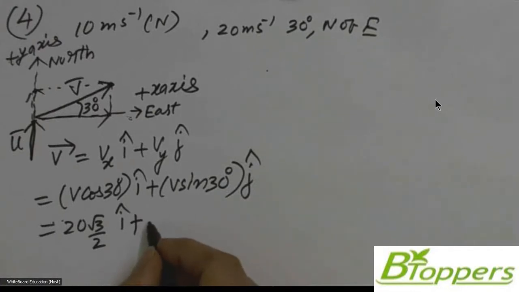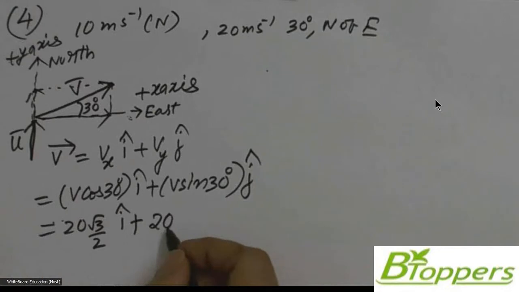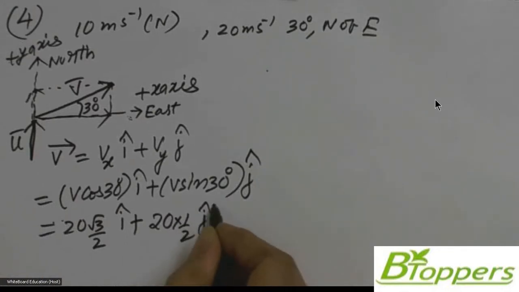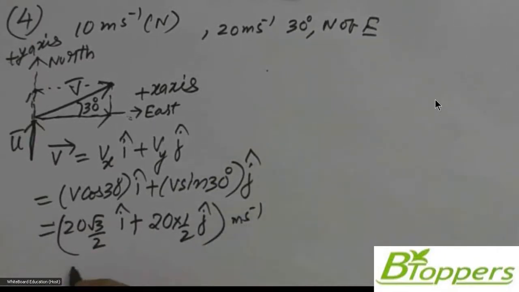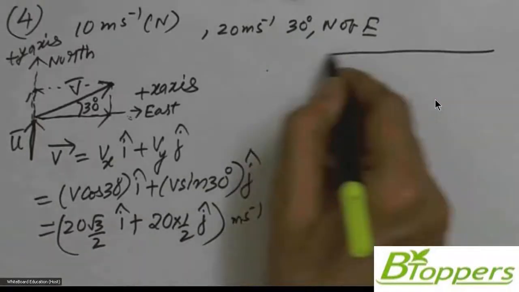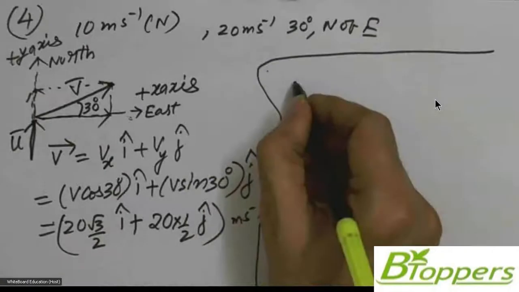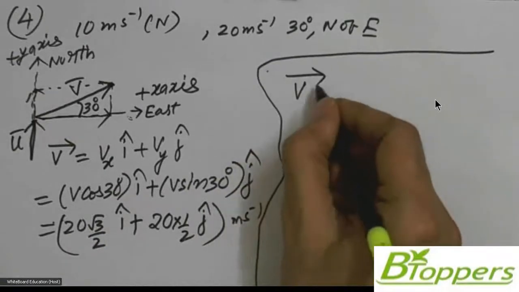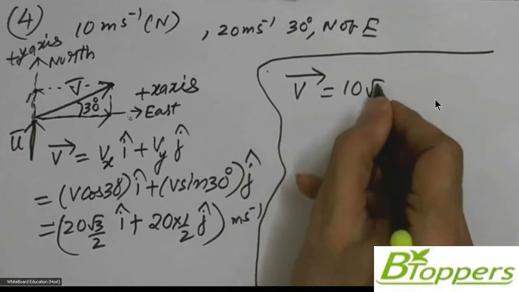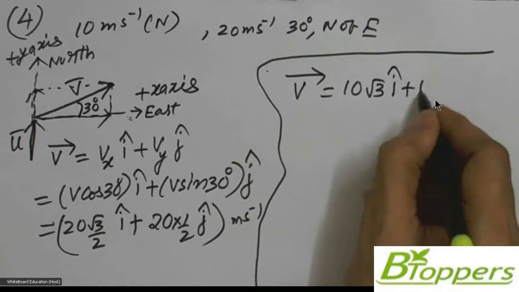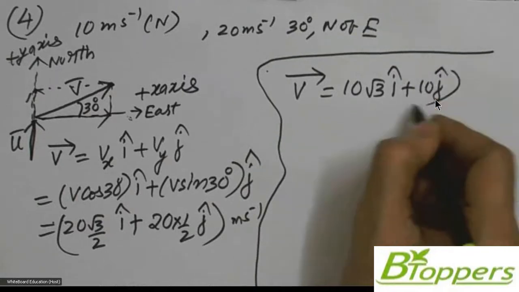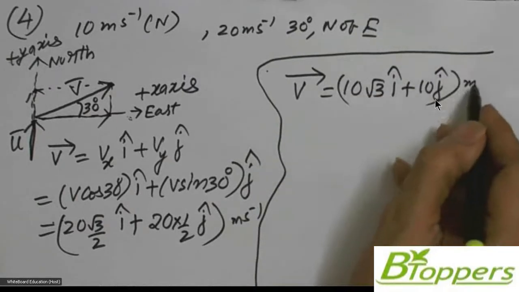Again, next term, we can also write the magnitude of v bar equal to 20 meters per second. Sin 30 degrees is 1 by 2. So you get the final velocity vector v bar as 10 root 3 i cap plus 10 j cap meter per second.